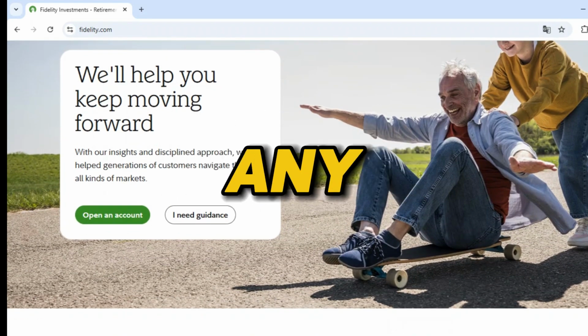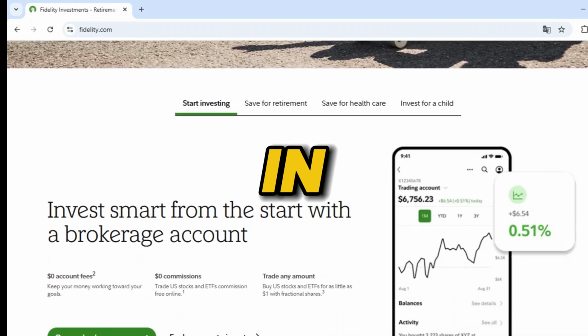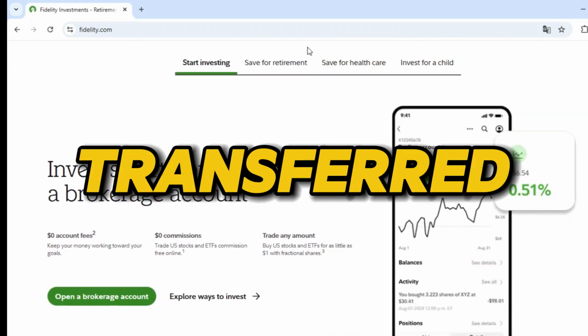Ensure you're not moving any proprietary funds that can't be held at Fidelity, like Vanguard mutual funds in a Vanguard brokerage account, which can be transferred.